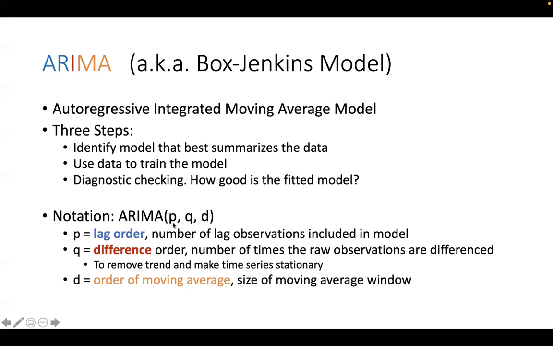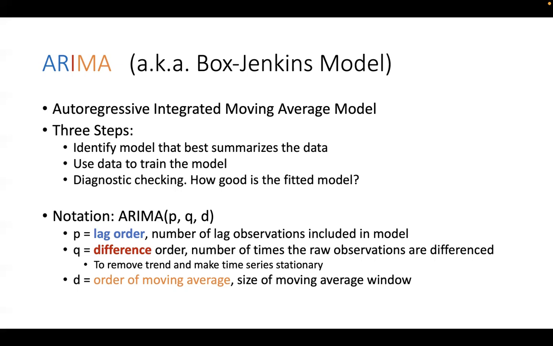So you have ARIMA and then 3 parameters, P, D, and Q, where P stands for the lag order or the number of lag observations you are using in the autoregressive model. The D parameter stands for the difference order, or how often you are differencing your data in order to be detrended. And lastly, the Q parameter stands for the order of the moving average, which means how many lagged error observations you are using to develop your error AR model.